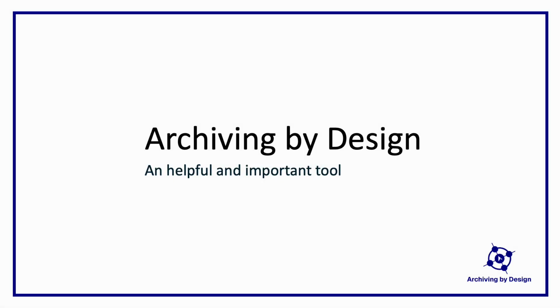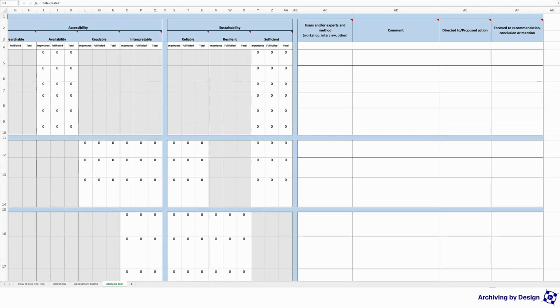We have now seen the parts of this helpful and important tool. The columns on the right are intended to be used for notes throughout the analysis work, and you can jump back and forth between, for example, evaluations, checkpoints, and comments.